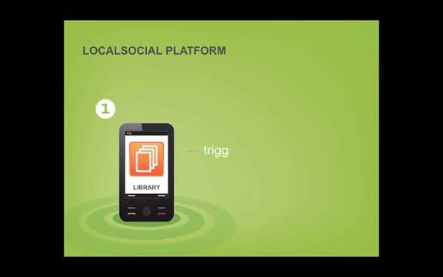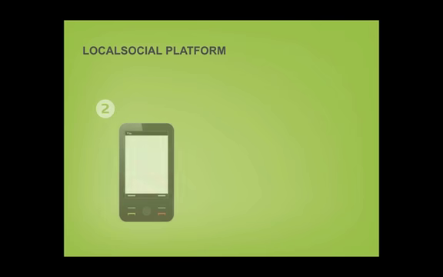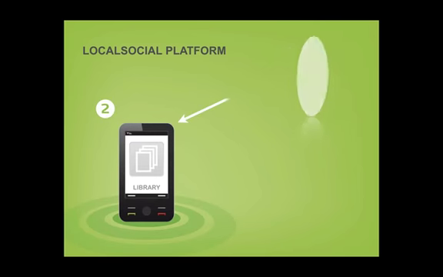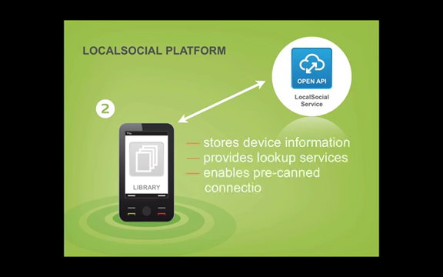So how does it work? There are two main parts to LocalSocial: a library that lives on the mobile side that developers use to trigger proximity alerts, tag devices, and look up information about devices. And a service in the cloud with an open API that stores device information, provides lookup services, and enables pre-canned connections to popular social networks.